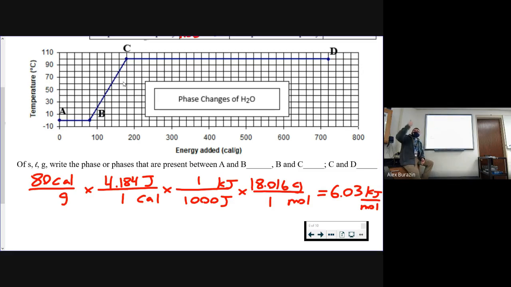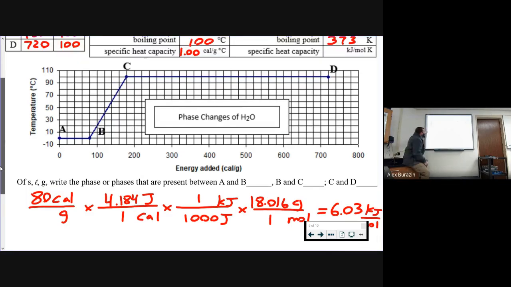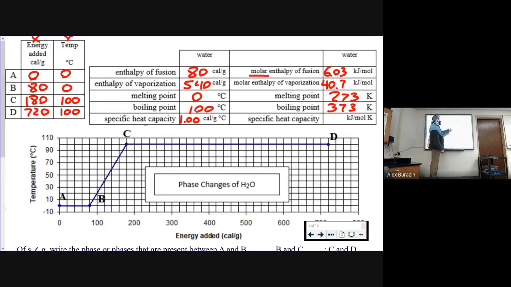It sounds really weird, but in order to increase the temperature by 1 degree Celsius, it takes the same amount of energy to increase the temperature by 1 Kelvin. In other words, whether the denominator is per degree Celsius or per Kelvin, it does not change the math or the value. So I could write this as calories per gram Kelvin. It's still 1. I could write this as kilojoules per mole degree Celsius. It's still whatever that would be.